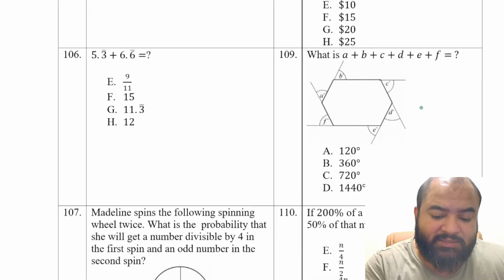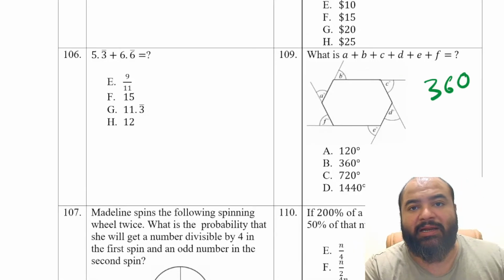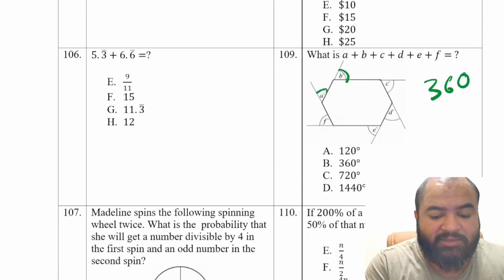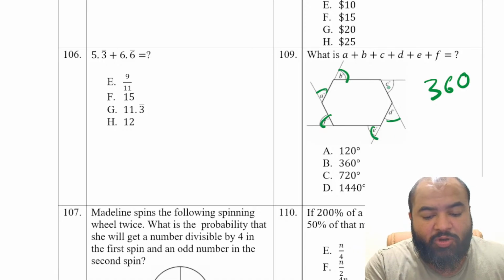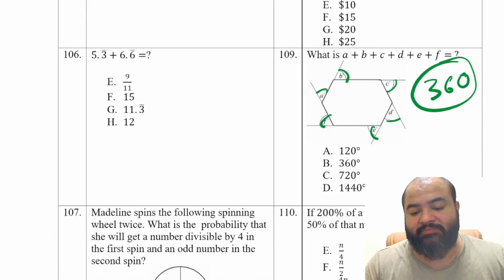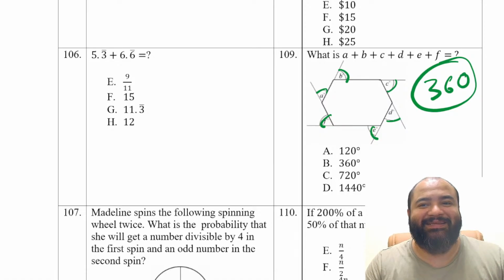The answer is just 360. Remember this, any polygon, any shape, these are the outside angles, called exterior angles. All exterior angles always add up to 360. If it is a triangle, square, anything, it's always 360.